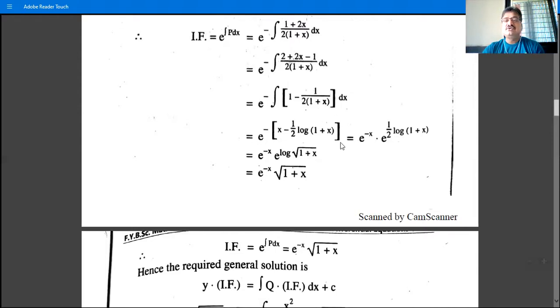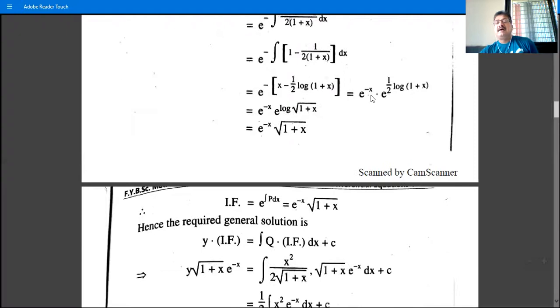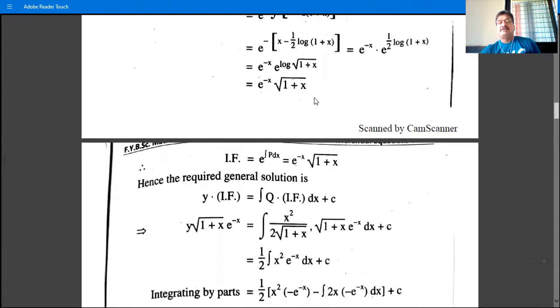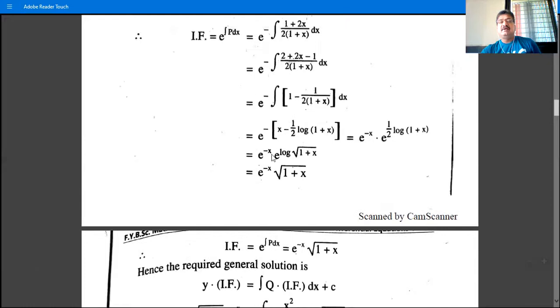So it is e raised to minus x into e raised to minus of minus, that is plus, 1/2 log of 1 plus x. So the base is the same, so we add the powers. Split it into two parts: e raised to minus x, and e raised to log of 1 plus x raised to half. 1/2 log of 1 plus x is log of 1 plus x raised to half, that means log of root 1 plus x, and e and log get cancelled. So we have root 1 plus x times e raised to minus x. This is the integrating factor.